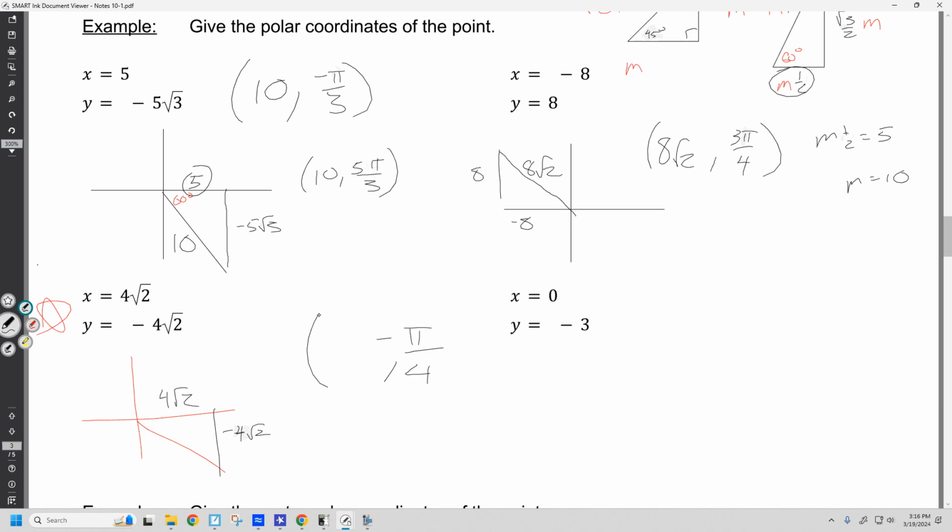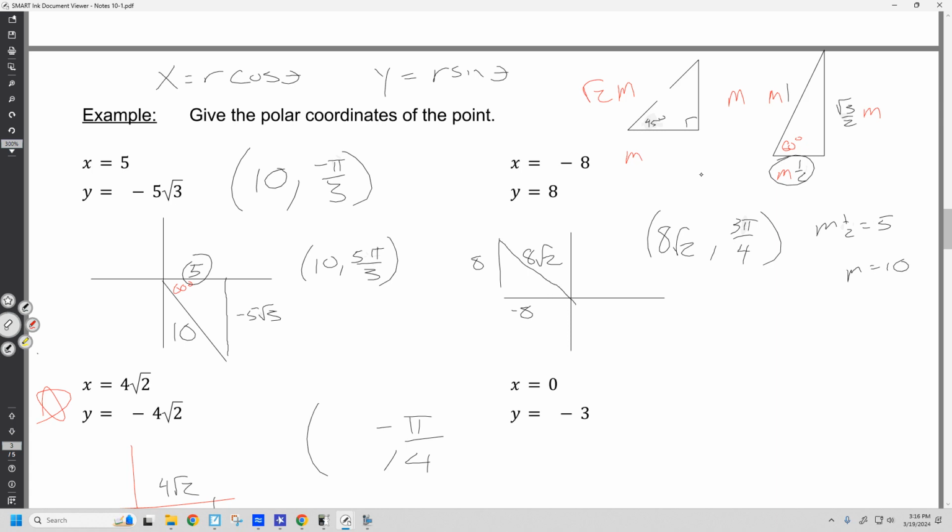And if you think about your 45, 45, 90 triangle, if you want to set up an equation, root 2 over 2 times m equals 4 root 2, so m has to equal 8.